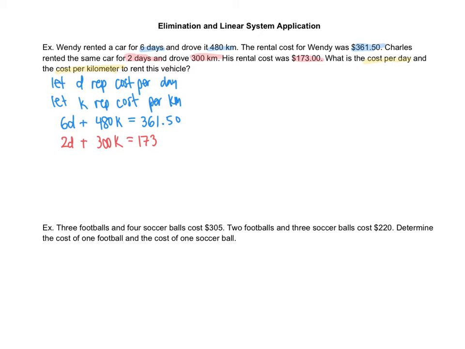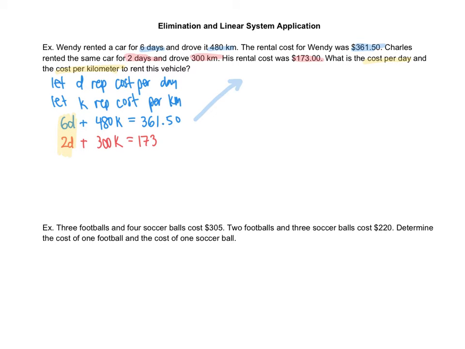Now we just go ahead and solve with either substitution or elimination. In this scenario, we are really forced to do elimination because none of the coefficients in front of D or K are 1. So it wouldn't be easy to isolate and then do substitution. I'm going to choose to eliminate the D variables because those numbers are smaller. So for 6 and 2, the lowest common multiple is 6. So my first equation is perfectly fine the way it is.